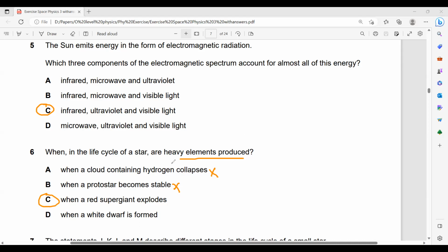When a cloud containing hydrogen collapses, the only element it produces is helium. When a protostar becomes stable, it also produces helium. But when a red giant explodes, besides the helium produced, other elements are there, like carbon and nitrogen. These elements are there.